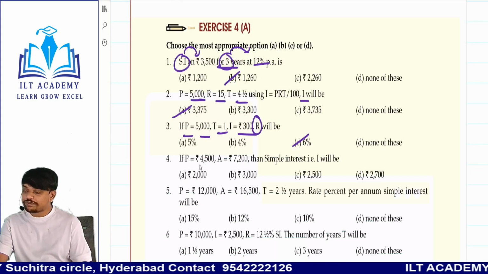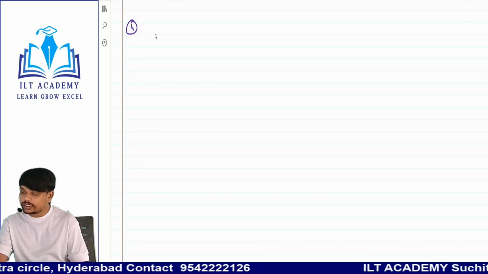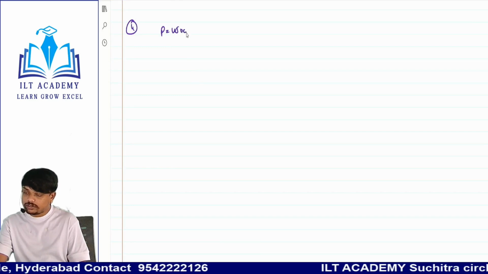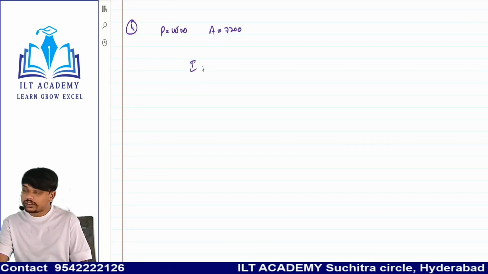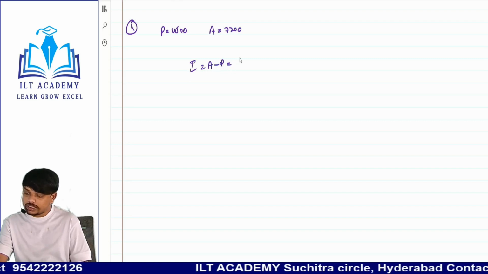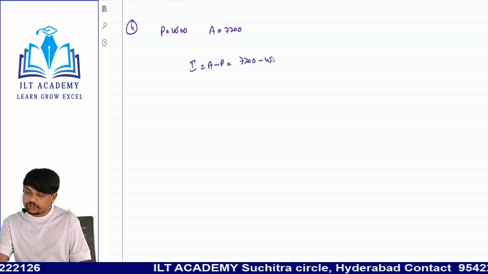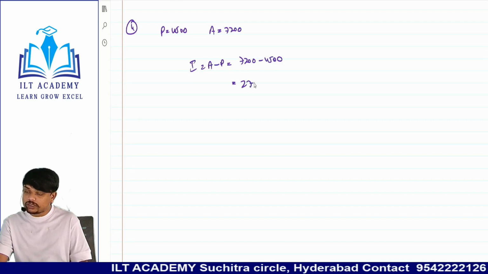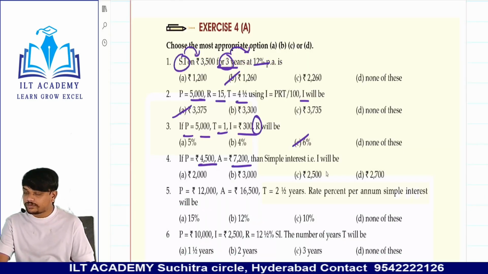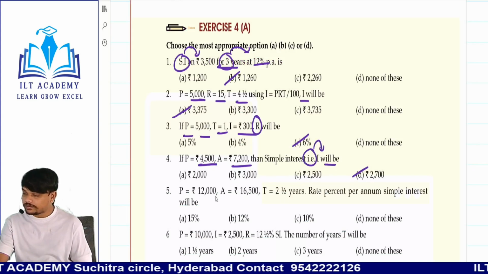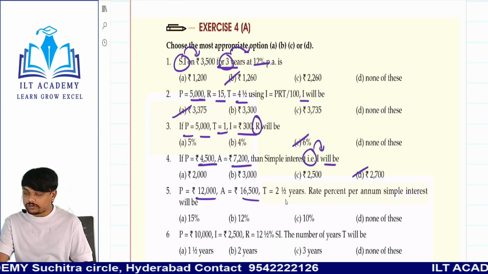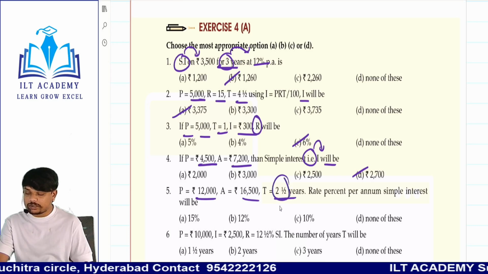Fourth one: if principal is 4,500 and amount is 7,200, so interest is equal to what? Amount minus principal, which is 7,200 minus 4,500, which is 2,700. Interest will be how much? Simple interest. Done. Fifth one: principal is equal to 12,000, amount is equal to 16,500, and time is equal to 2.5 years.